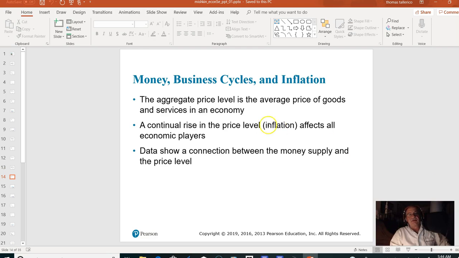All right, so there's a couple of terms here, and the one that's important is the aggregate price level. A continual rise in the price level is called inflation. We don't like inflation, right? So the Fed is trying to raise interest rates now to cool inflation. But on the other hand, as they raise rates, the stock market is getting nervous and dropping. So there's a double-edged sword there.